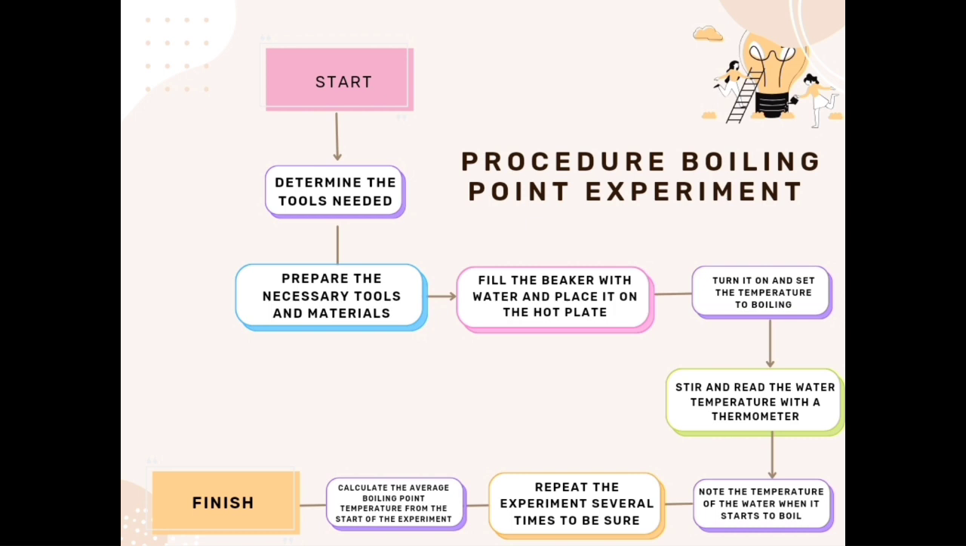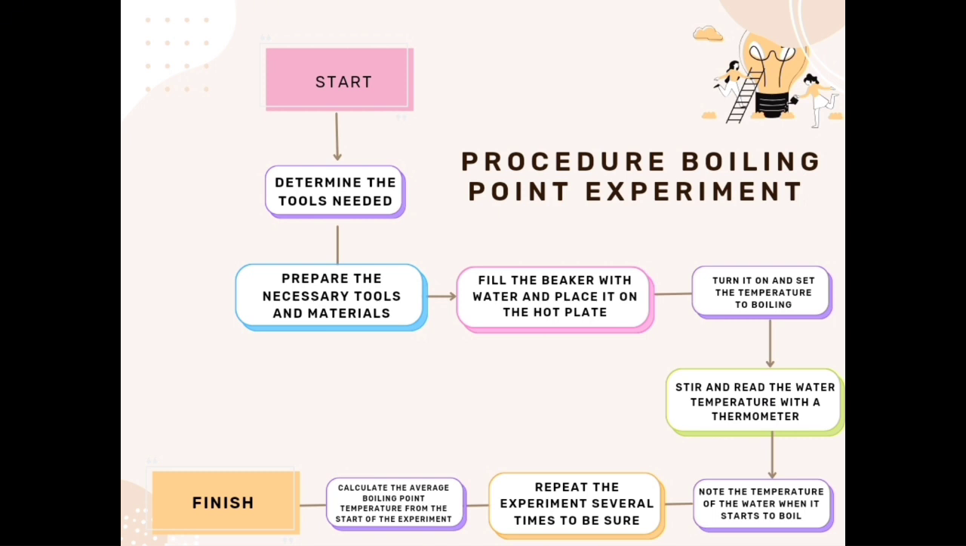Next, repeat the experiment several times to be sure. To ensure consistent and accurate results, repeat this experiment several times. This will help reduce errors and provide more valid data. And the last, calculate the average boiling point temperature from the start of the experiment.